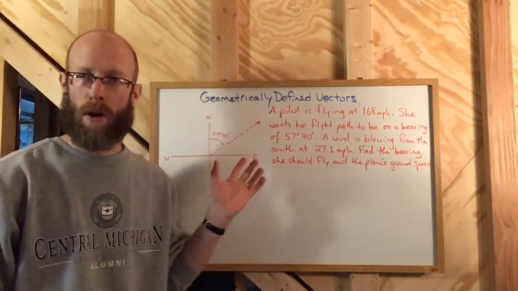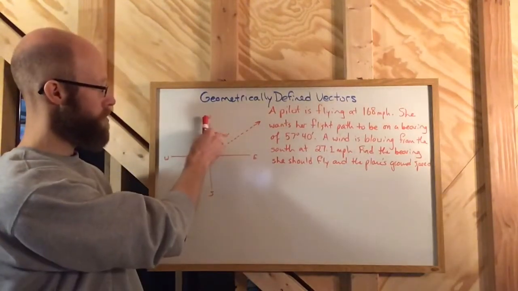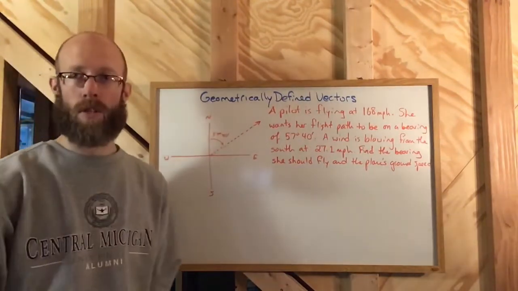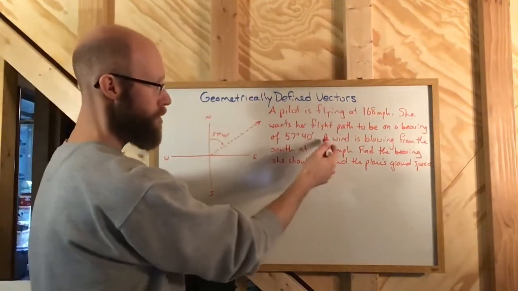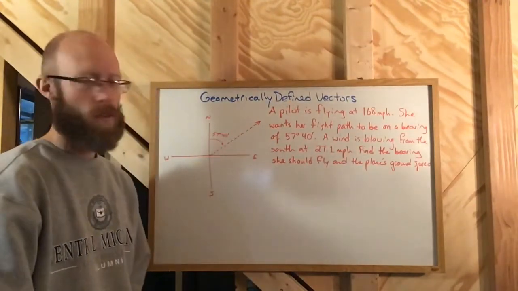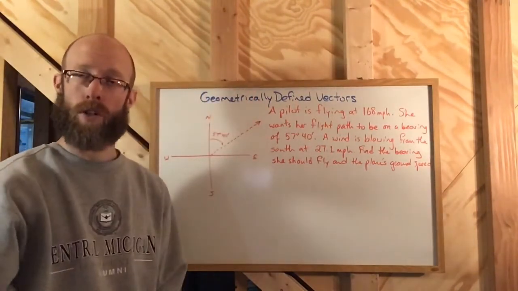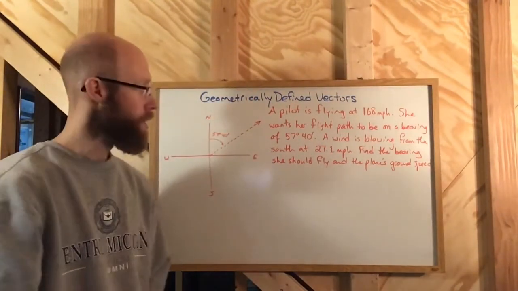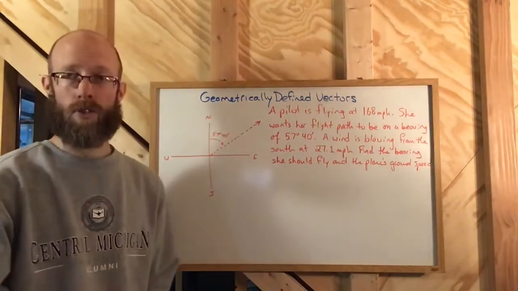Remember, when we use bearings like this, they come down from north. So north is considered 0, and you come down 57 degrees 40 minutes. There is a wind blowing out of the south, or from the south, at 27.1 miles per hour. So there's a wind pushing her up from where she actually needs to be going. Find the bearing she should fly and the plane's ground speed.